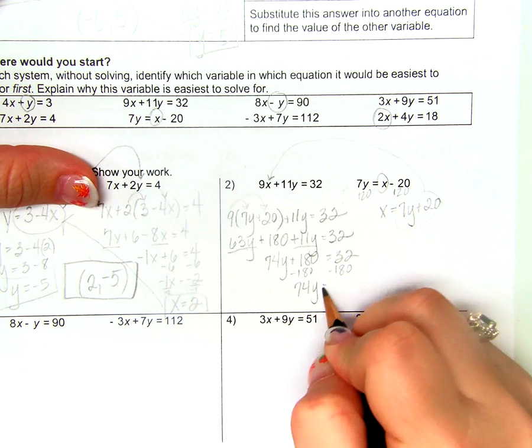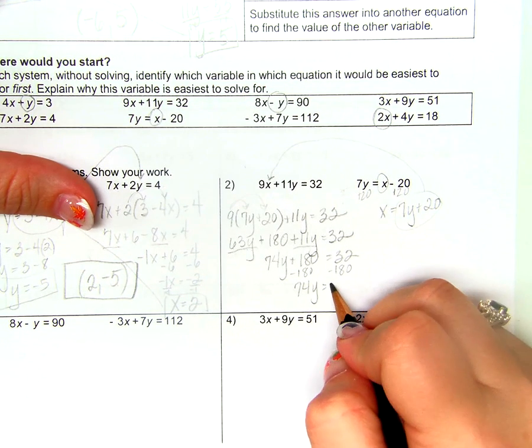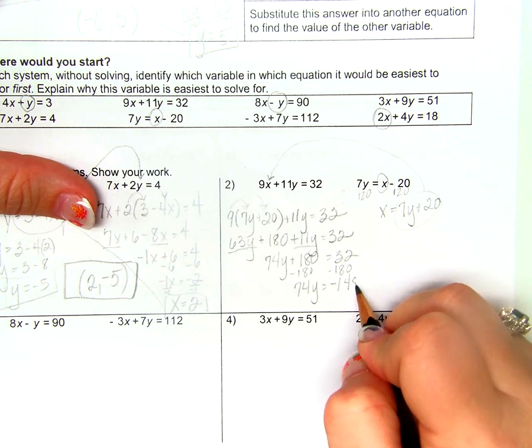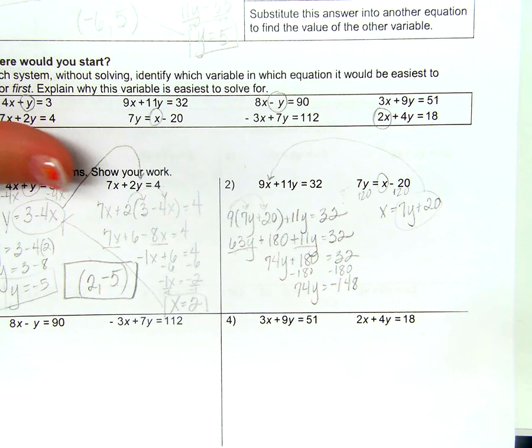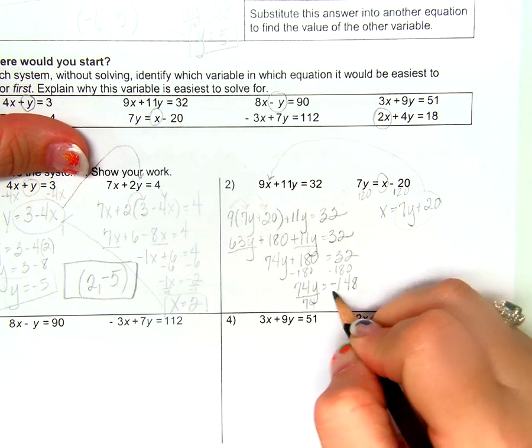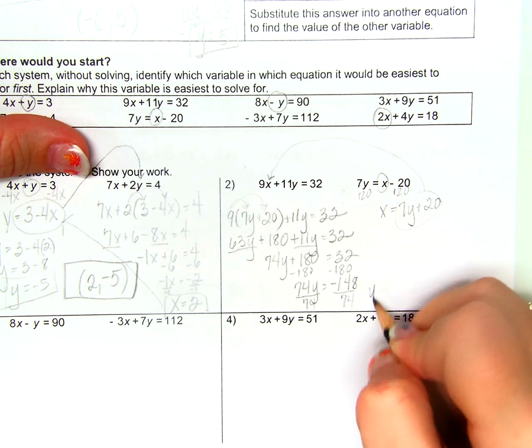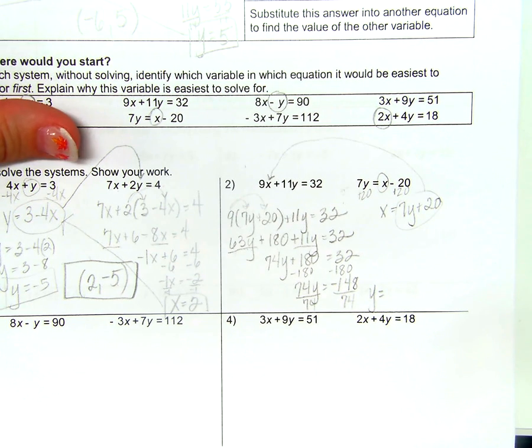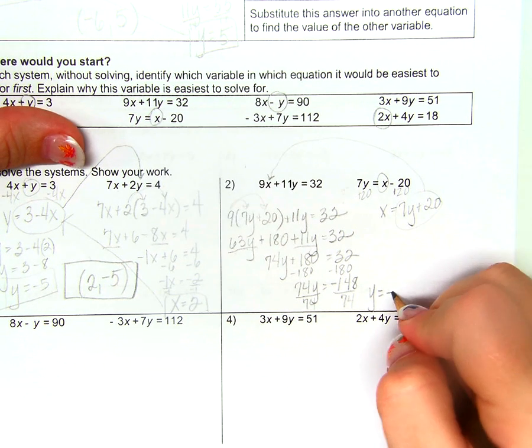74y equals negative 148. Divide both sides by 74. Y equals? Can you do it in your head? Did you do that in your head?